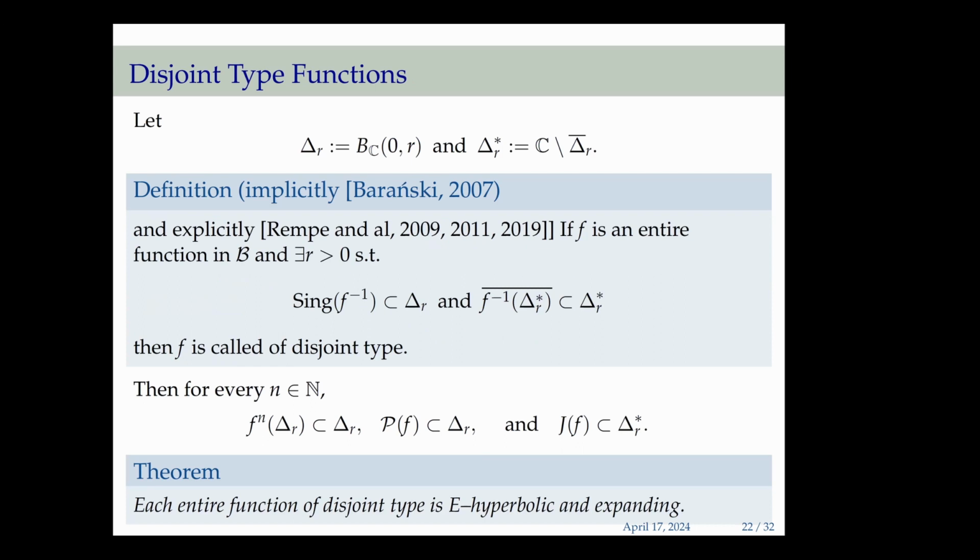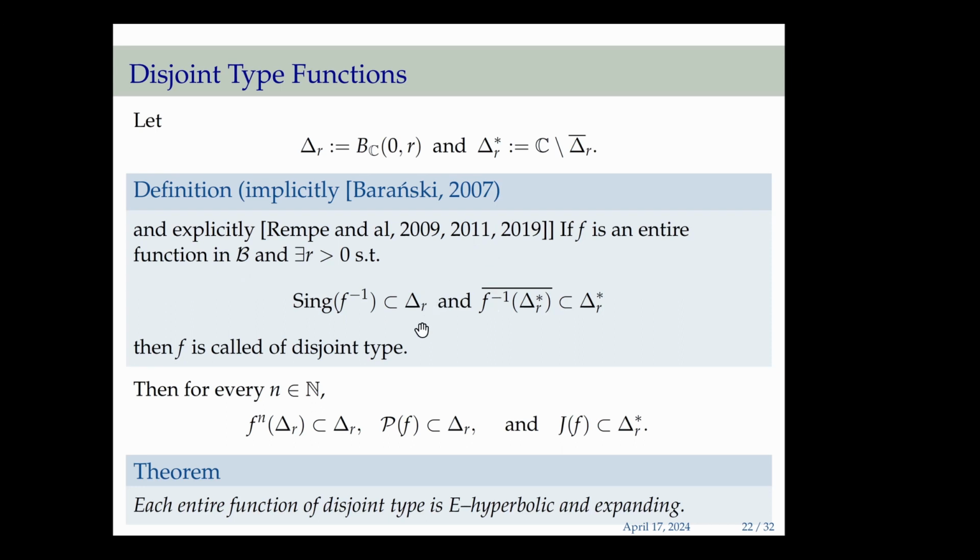This is important because, I recall these definitions, Krzysztof Barański implicitly in 2007 and Lasarempe, I think explicitly in 2009, 2011, 2019, and some other of his collaborators, called the following: if you have a meromorphic function such that this set is bounded, this itself implies that the function is in the B class, and the complement is invariant. And if you take the inverse image, then its closure is contained in the disk. So then the function is called of disjoint type.